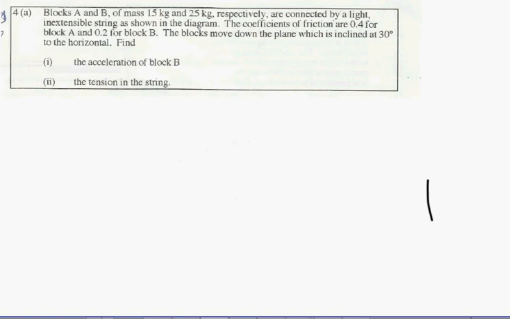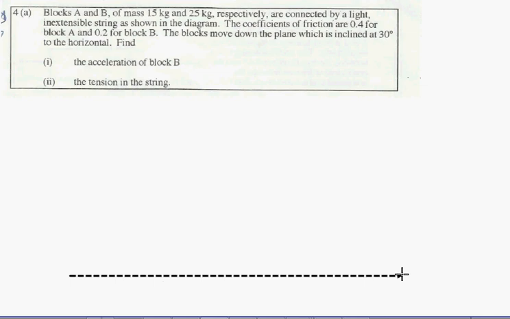This is the 1998 question. Blocks A and B of mass 15 kilograms and 25 kilograms respectively are connected by a light inextensible string as shown in the diagram. The coefficients of friction are 0.4 for block A and 0.2 for block B. The blocks move down the plane which is inclined at 30 degrees to the horizontal. Find the acceleration of block B.